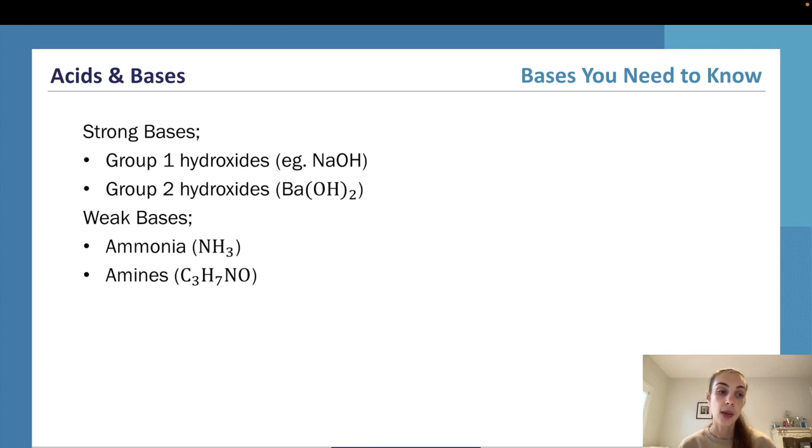So much like with the carboxylic acids being a weak acid, amines are a weak base, and they're both two things which you'll learn more about later in Unit 4 when you start to learn about organic chemistry.